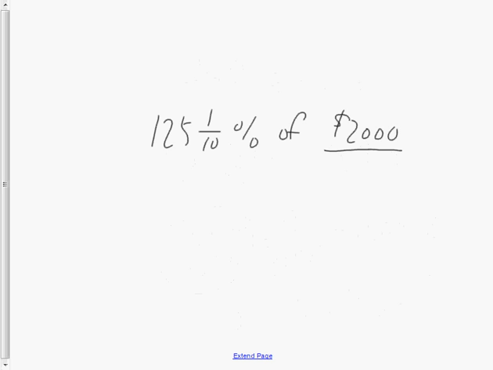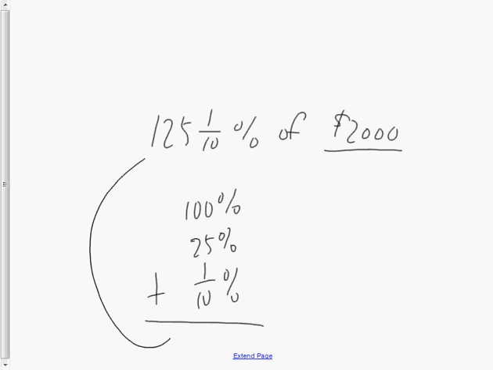This is a mental math question, I think. So for this one, I want to think of 125% as being 100%, 25%, and a tenth of a percent. If I add all those together, I would get this number here. Okay? So 100% is $2,000. 25% is half of half, since half is $1,000 or 50%. Half of that would be $500.